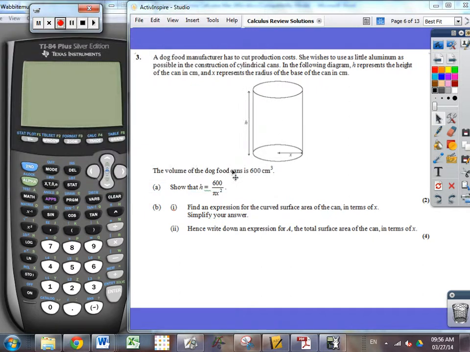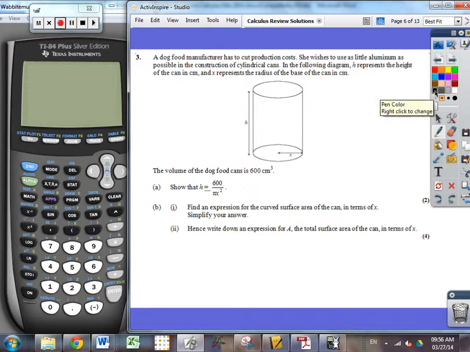Alright guys, let's continue with number 3. We're looking at a dog food manufacturer who has to cut production costs and wants to use as little aluminum as possible as she constructs these cylindrical cans. Now we're told that the volume of the dog food cans is 600, and then we need to show that h equals 600 over pi x squared.